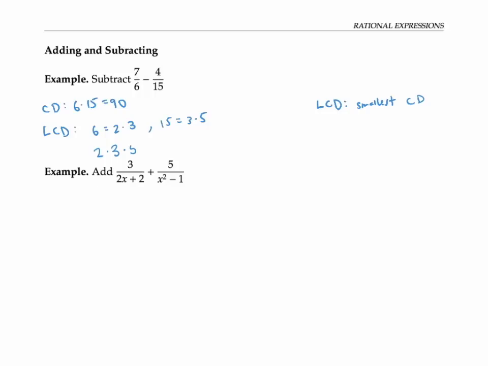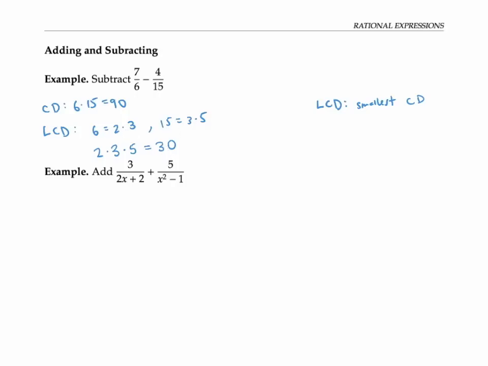Both 6 and 15 need to divide our number. So if we just use 2 times 3 times 5, which is 30, we know that 2 times 3 will divide it, and 3 times 5 will also divide it. And we won't be able to get a denominator any smaller because we need the factors 2, 3, and 5 in order to ensure both these numbers divide it.